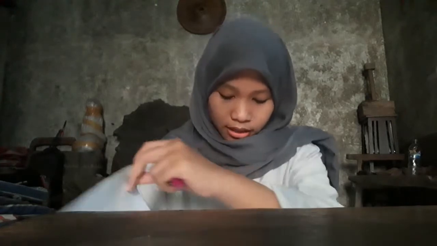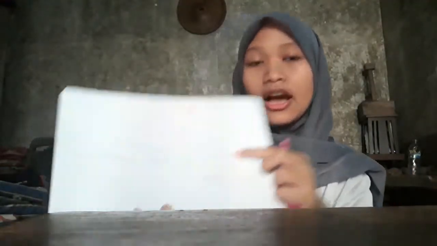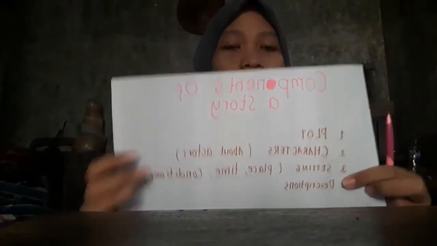And this is the first component, plot, and the second component is characteristic or character. It's all about the actor, how to be kind, how to be angry, like that. After that, about the setting. Setting tells about the place, time, and the condition of the story. After that, description. This description is about the story.